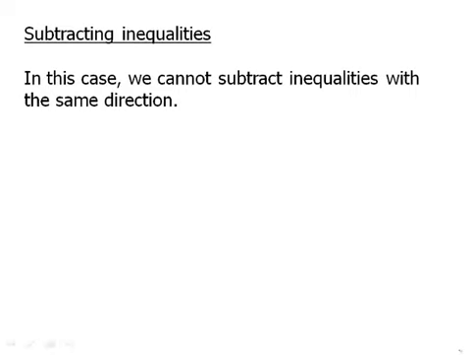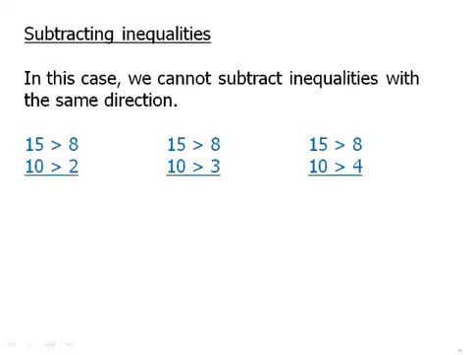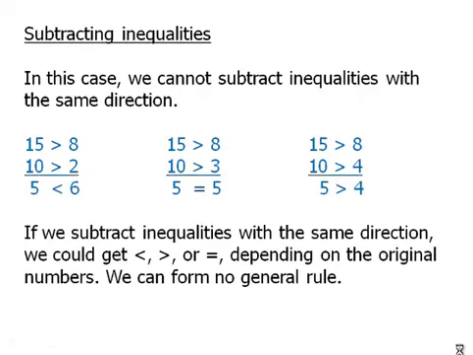So in this case, for subtracting inequalities, we cannot subtract inequalities with the same direction. So here are a bunch of inequalities. These are valid inequalities, all lined up so the inequalities are in the same direction. Notice that if we subtract, well, in different cases, we could get a less than sign, an equal sign, or a greater than sign. If we subtract inequalities with the same direction, we could get any of those signs. So again, it's pure mathematical nonsense. If you subtract two inequalities with the same direction, there's no way to predict what kind of relationship will result.